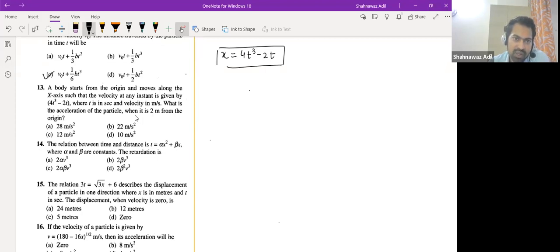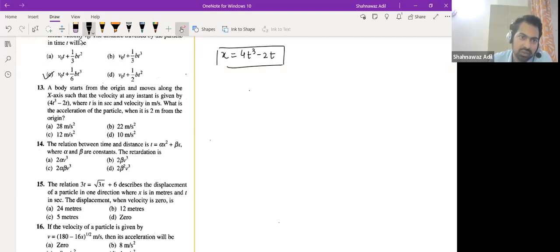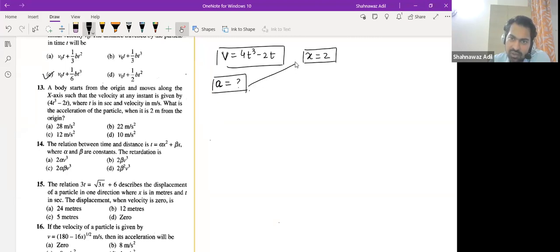Right? So what is given? The instantaneous velocity. So velocity is given, and what is the acceleration of the particle when it is 2 meters from the origin? So x is given, which is 2, right? And we want to calculate a, when x equals 2.